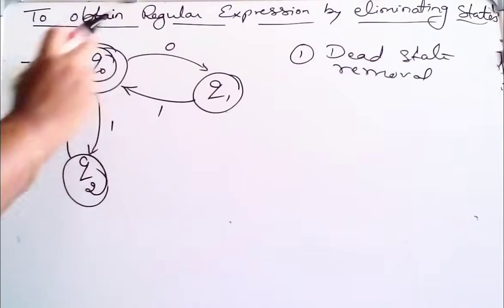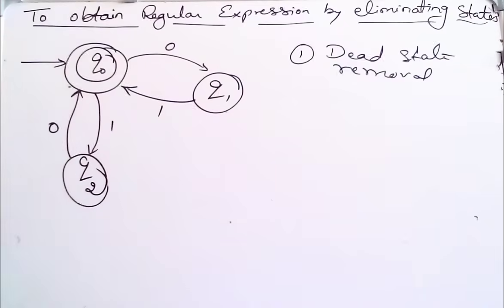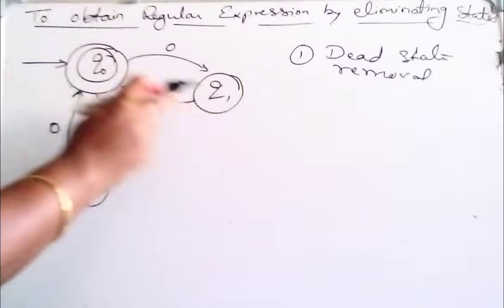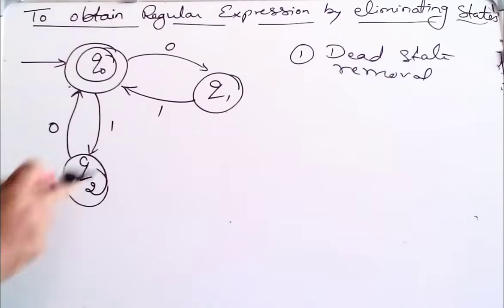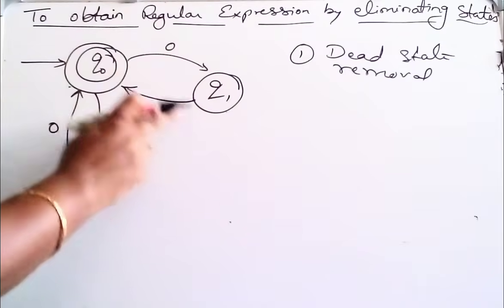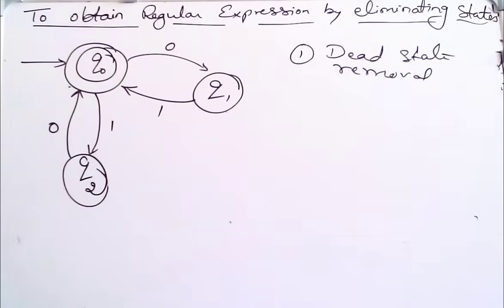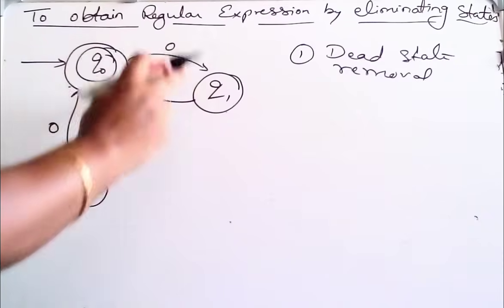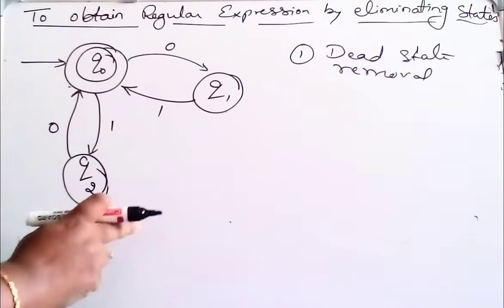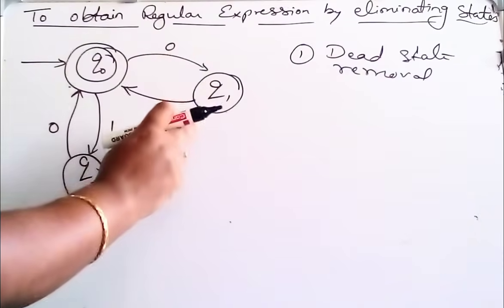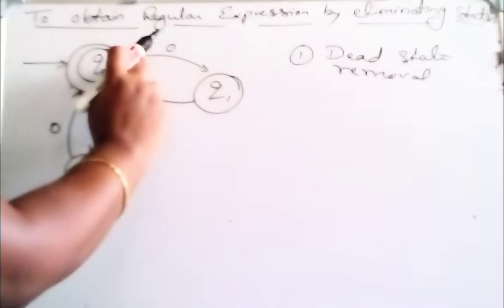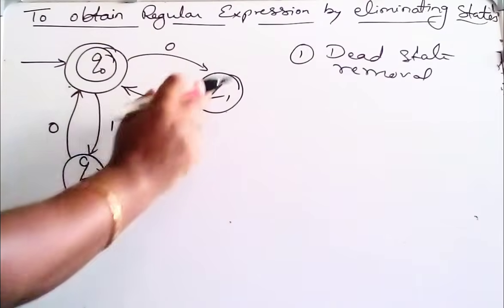Next, we have to reduce the states to a single state. Either I can reduce Q1 or I can reduce Q2. Before removing the state, I should preserve the path. So how will my DFA be reduced if I remove the state Q1? If I remove the state Q1, what is the path here? It is 0, 1, 0, 1.